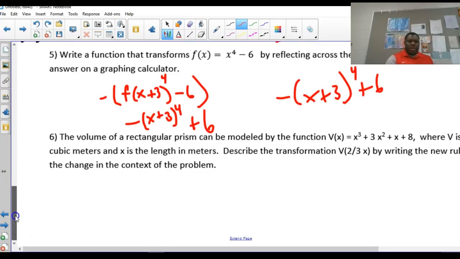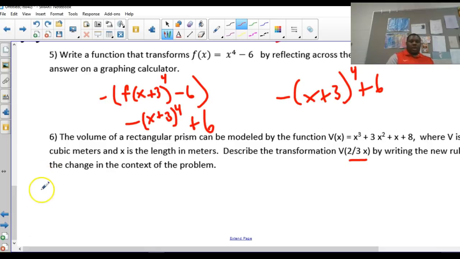For this one, it says the volume of a rectangular prism can be modeled by the function. Here's the function where v is in cubic meters and x is the length in meters. It says describe the transformation of v of 2/3 x by writing the new rule and explaining the change in the context of the problem. So check this out. You see how this is 2/3 x, that's multiplied directly to the x in the parentheses.